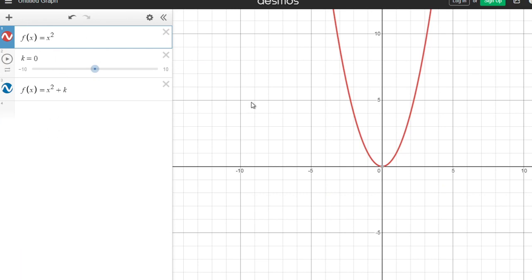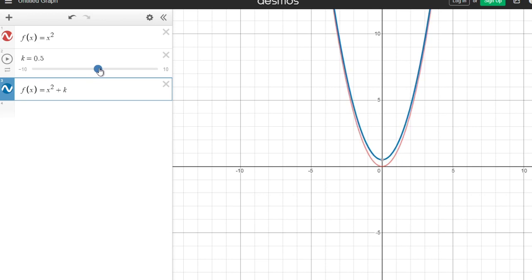So here's my parent function in the red. Okay, remember when your a is 1, you go 1 unit to the side and 1 up. And so what this k value is doing is this k value is being added or subtracted to the function. So watch what happens. Right, when it's 0, you just have your parent function. But I'm going to increase k. What's happening to my graph?